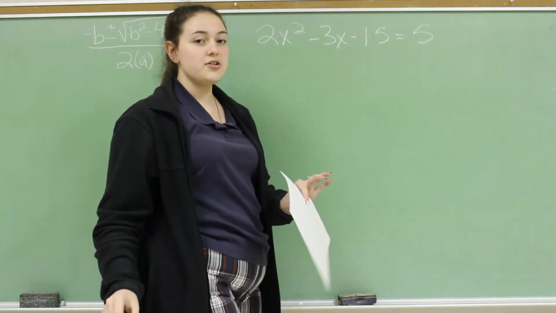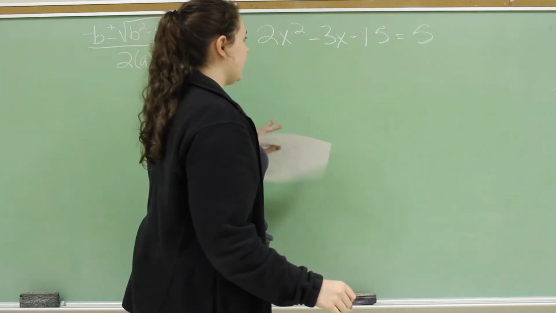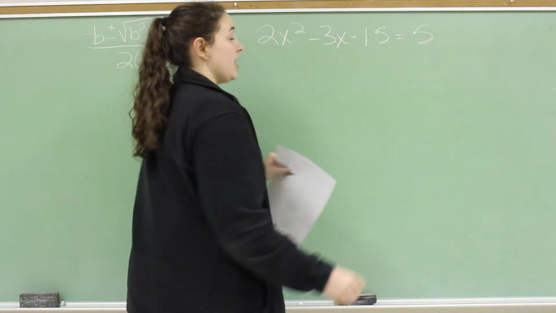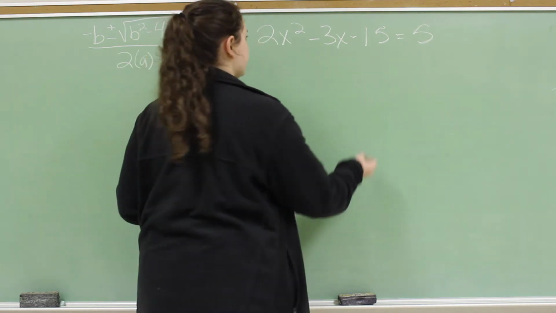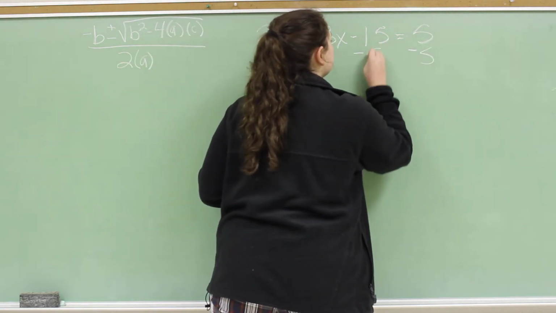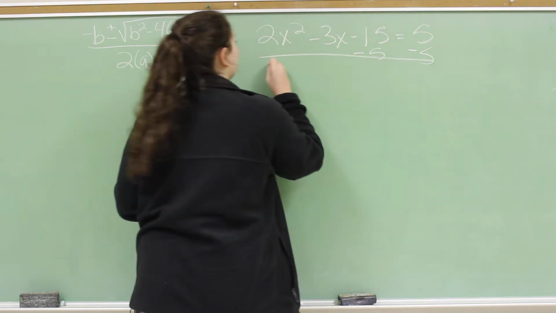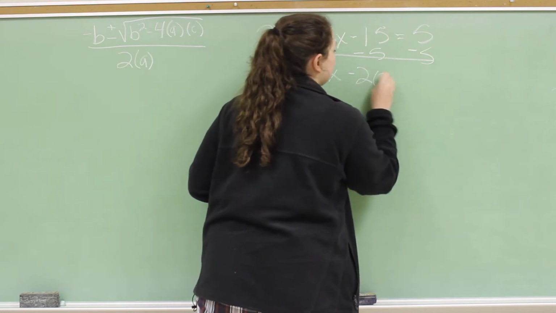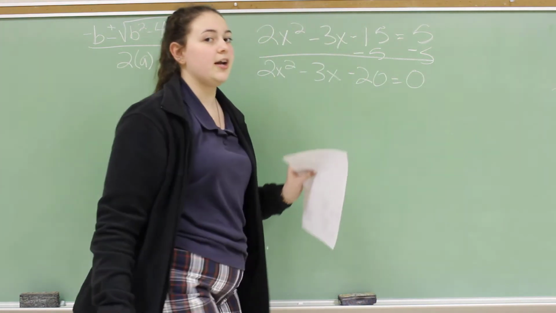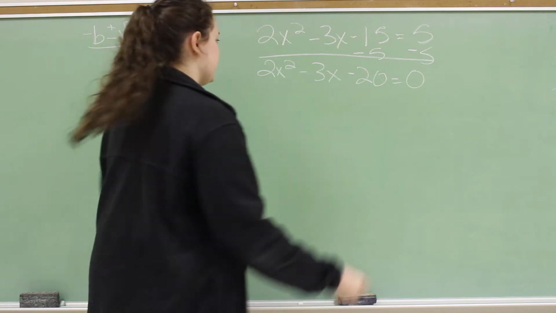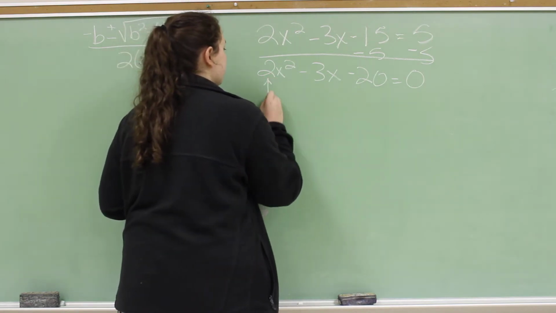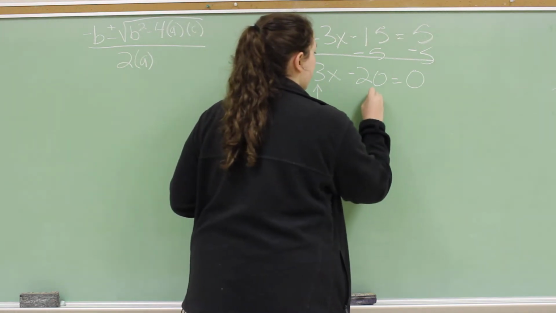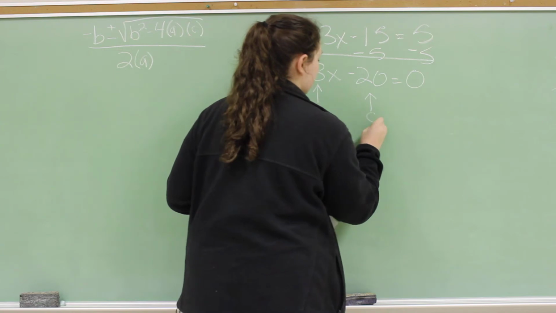So the first thing we have to do is find where our a, b, and c is. To do that, we have to set the equation equal to 0. So we're going to subtract 5 from both sides. And we're left with 2x squared minus 3x minus 20 equals 0. So now we can find our a, b, and c to plug into the equation. 2 is the a value, negative 3 is the b value, and negative 20 is the c value.